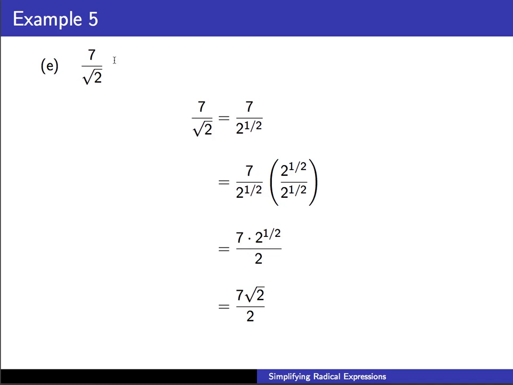As an alternative, we could just multiply the numerator and denominator by the square root of 2, and we'll get 7 times the square root of 2, and then the square root of 2 times the square root of 2 is just 2. It's the square root of 4, which gives us 2. But if you have different roots and such in the denominator, you might want to take this approach.